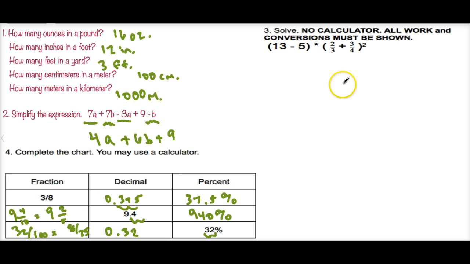So for number 3, we need to solve without using a calculator. All work and conversions must be shown. So the first thing I'm going to do here is 13 minus 5, and that's going to be 8. And then I'm going to bring down the rest of my problem. So as you can see here, I have to do my parentheses before I can do my exponents. So I'm going to come over here on my side work, and I'm going to solve 2/3 plus 3/4.